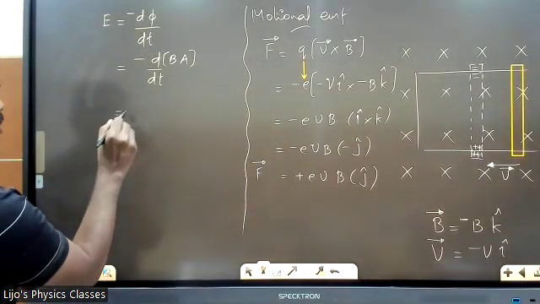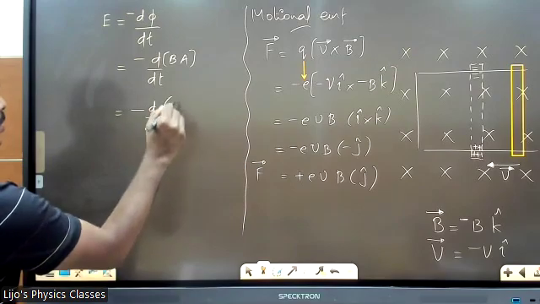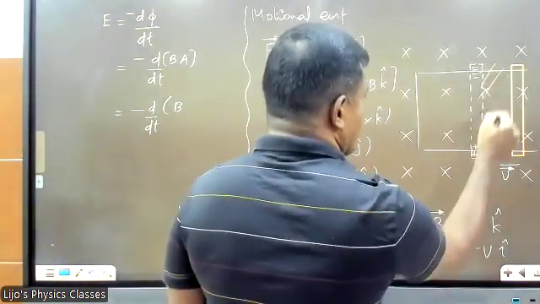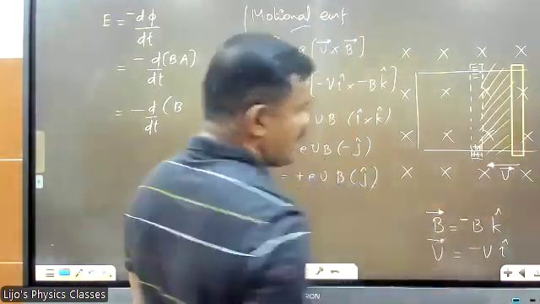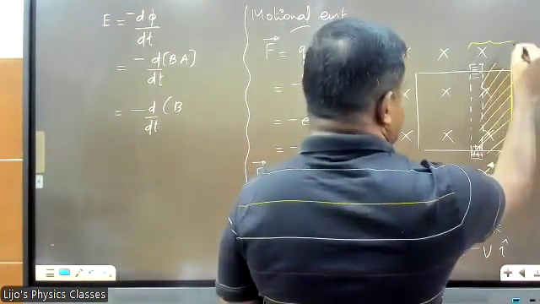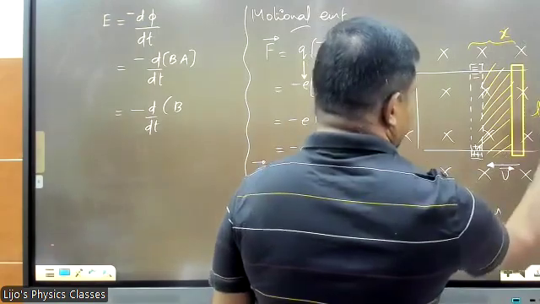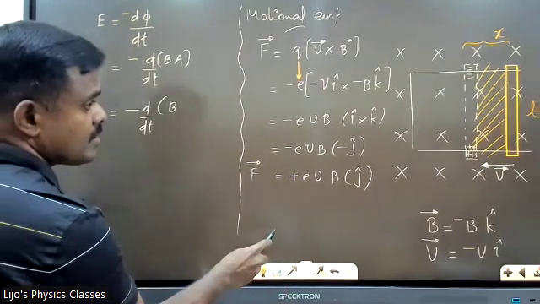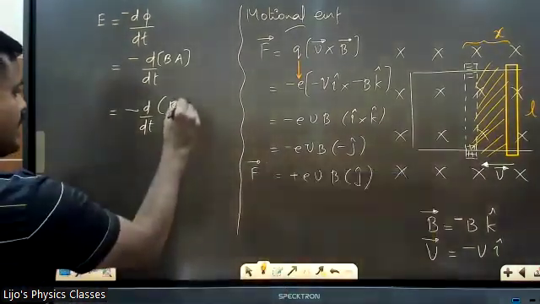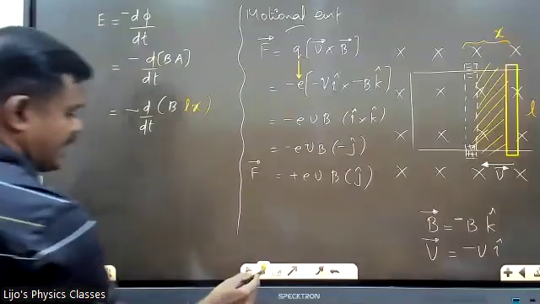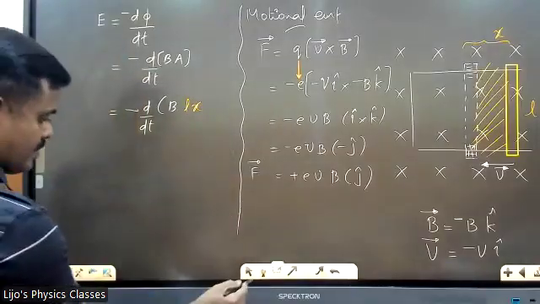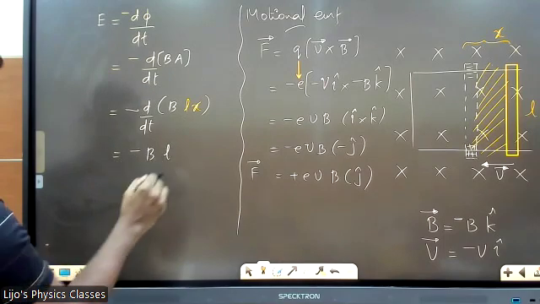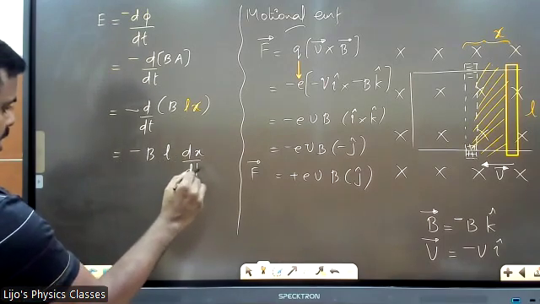Right, so let us put it now. Minus d by dt of B into, what is the area? Let us shade the area now. I'm shading it with yellow color here. Look at the shaded area. Let us call this distance x and the length of the conductor L. Tell me what the area is. Area is length into breadth. A rectangle's area is length into breadth. So that is equal to minus B comes outside, L comes outside, dx by dt.